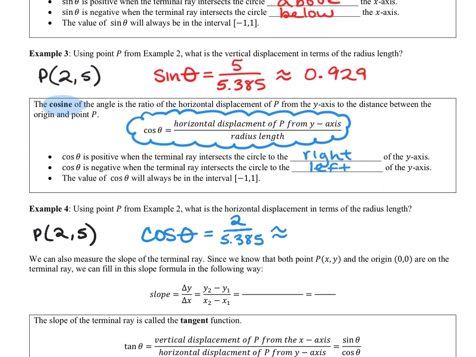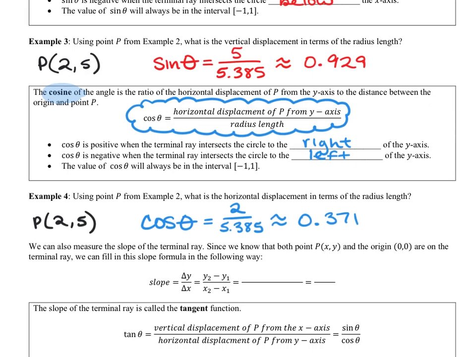That's a calculator question. What do you get? The 4 of us who picked up our calculators today. 0.371, yes? Okay. That is sine and cosine.